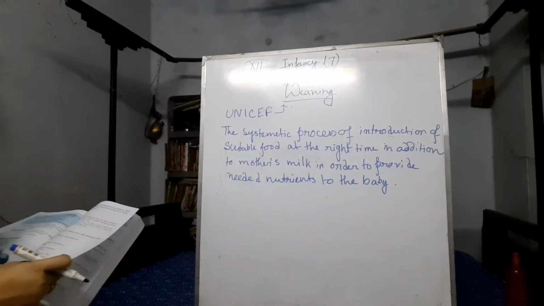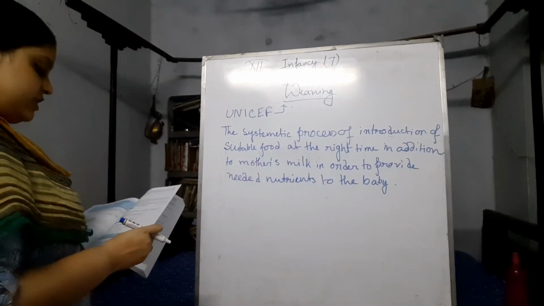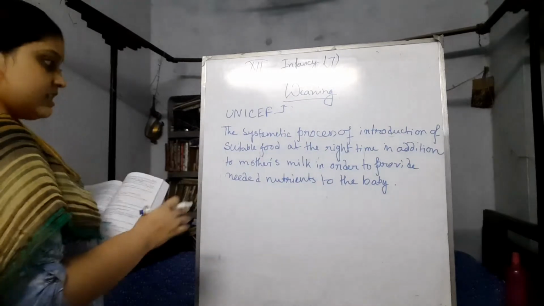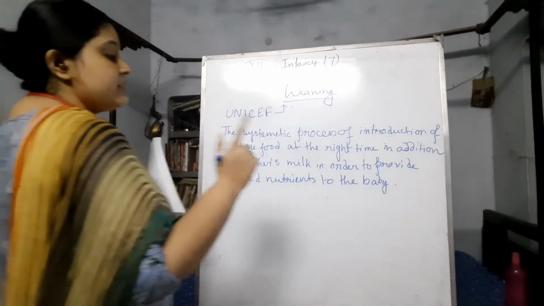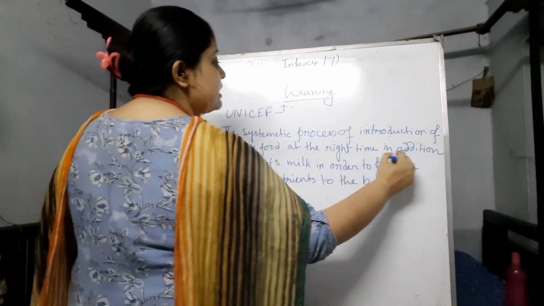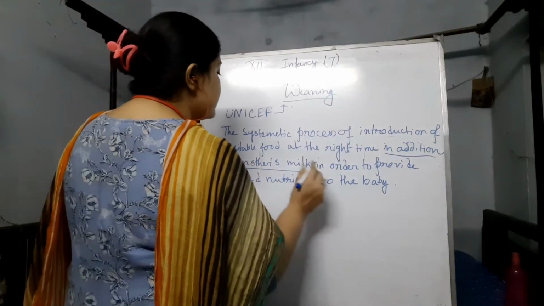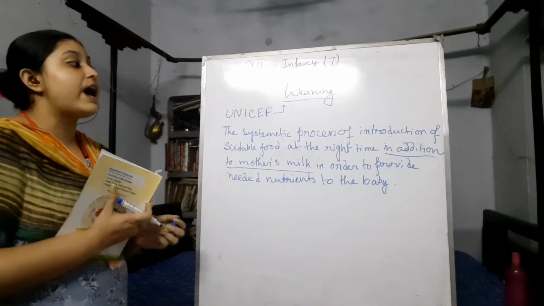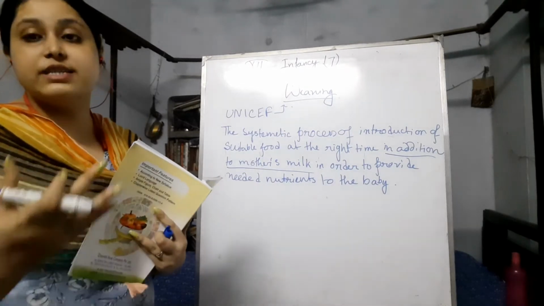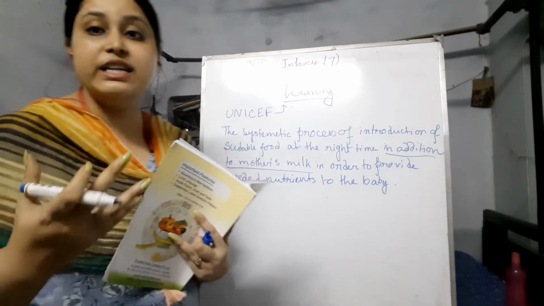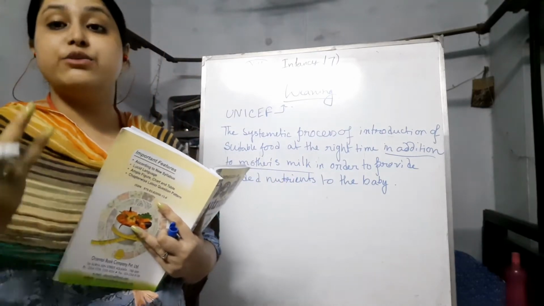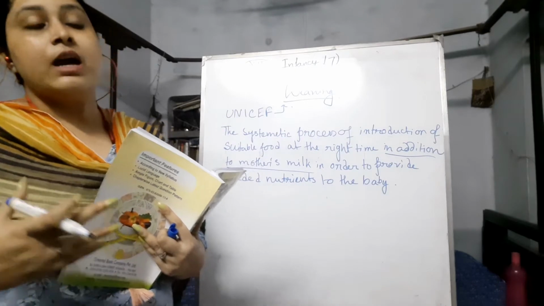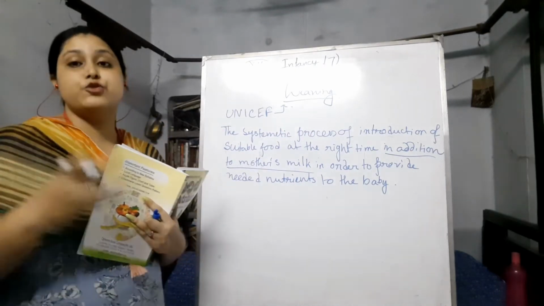So it only comes after exclusive breastfeeding for 6 months; after that, weaning should be started. But here is a very important line: in addition to the breast milk. They are not telling us to stop the breast milk, it is only an addition, because after 6 months of age the child's body needs more energy and more nutrients that can't be provided by the mother's milk alone. That is why other foods have to be given.